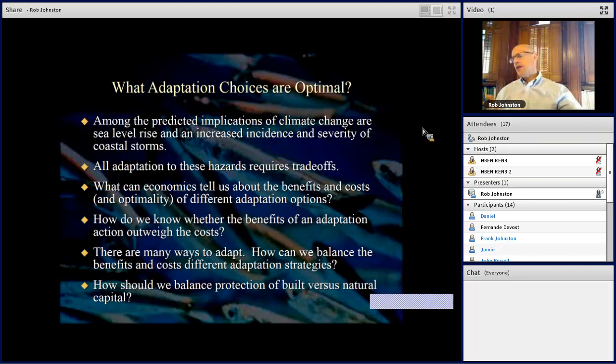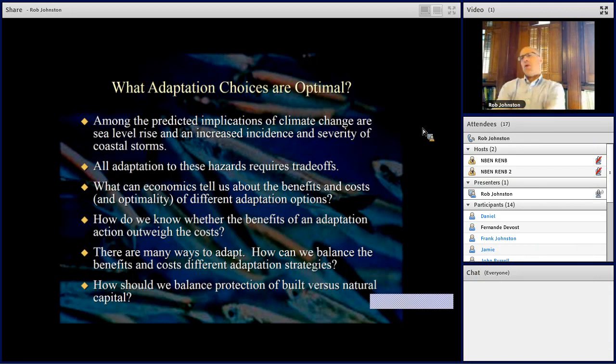As part of this, one of the themes that keeps showing up in the literature and in the media is: how do we balance the protection of built versus natural capital? Homes, roads, water treatment plants, things that we built, versus natural capital, such as beaches, wetlands, dunes, and other things that we care about and that provide values and ecosystem services. So that's the background.